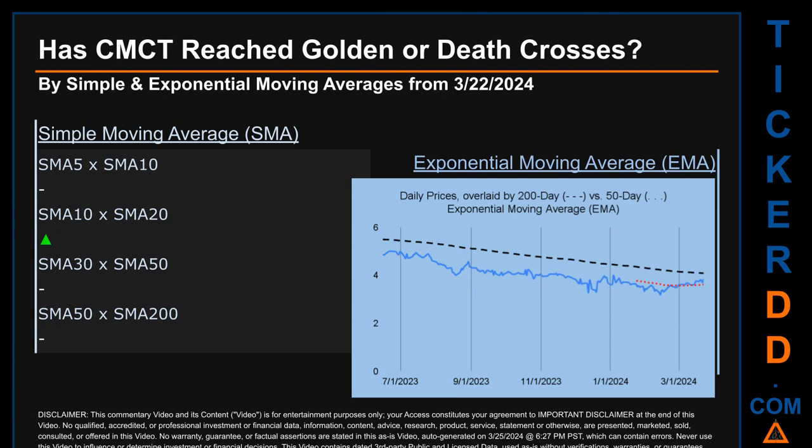Has CMCT price reached golden or death crosses? Golden cross and death cross are basic signals that compare average prices across two specified trade day ranges, a short-term versus a long-term range.